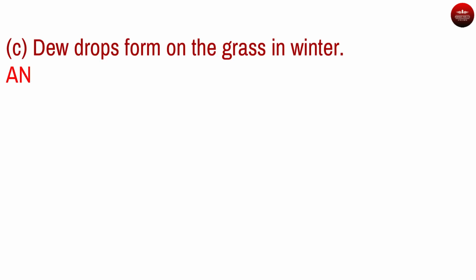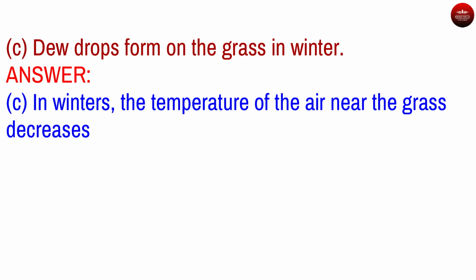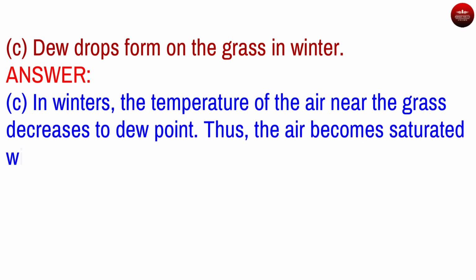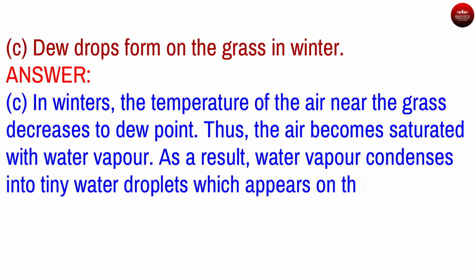C. Dewdrops form on the grass in winter. Answer. C. In winters, the temperature of the air near the grass decreases to the dew point. Thus, the air becomes saturated with water vapor. As a result, water vapor condenses into tiny water droplets which appear on the surface of the grass.